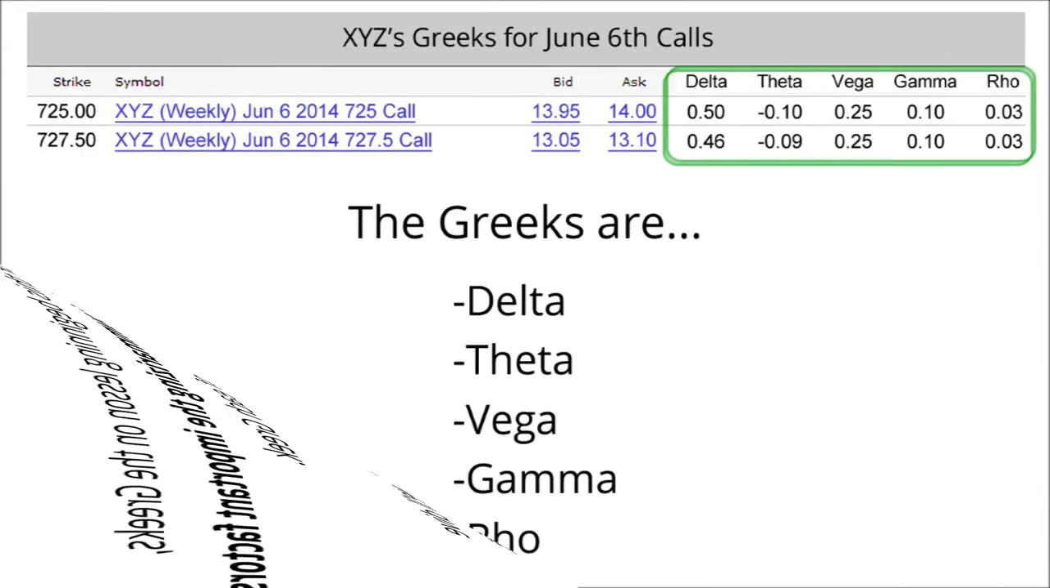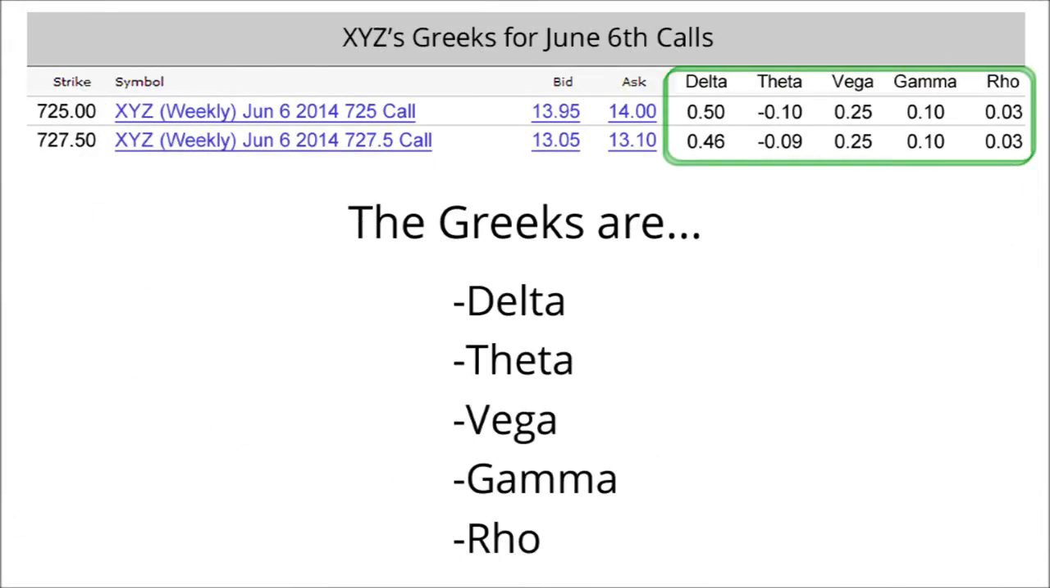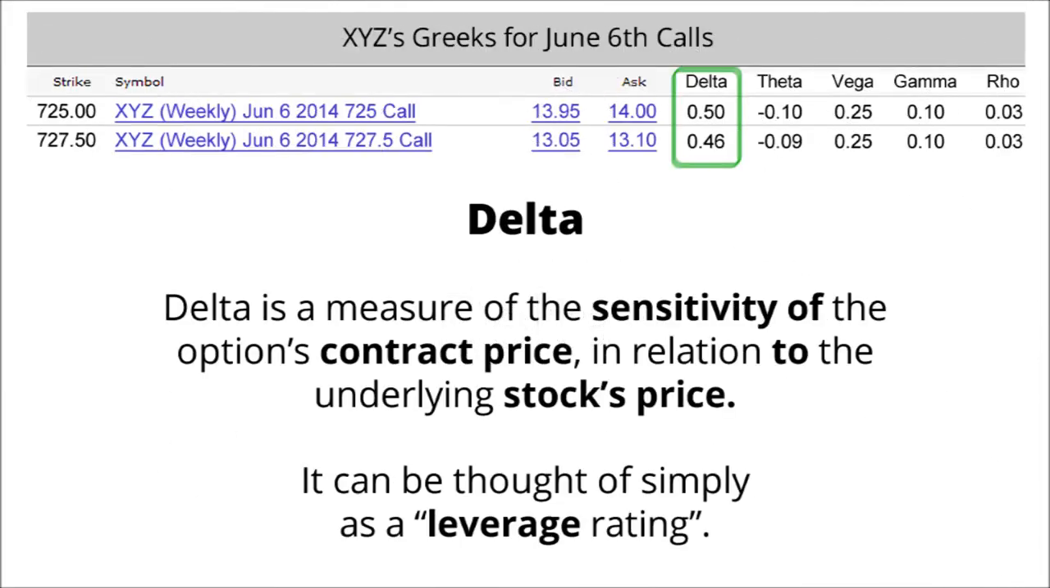The Greeks are delta, theta, vega, gamma, rho. Delta. Delta is a measure of the sensitivity of the options contract price in relation to the underlying stock's price. It can be thought of simply as a leverage rating.